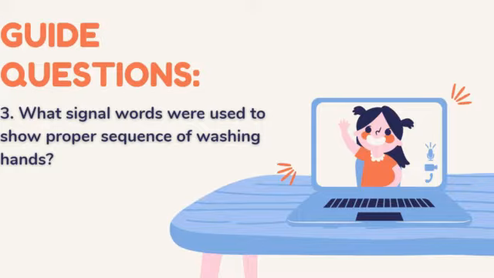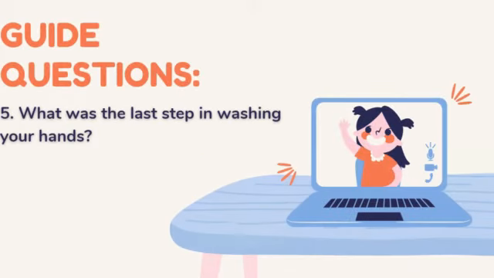What signal words were used to show proper sequence of washing hands? Okay, so we have first, second, next, then, afterwards, and finally. Very good. Next, what was the last step in washing your hands? Okay, the answer is finally. Very good.